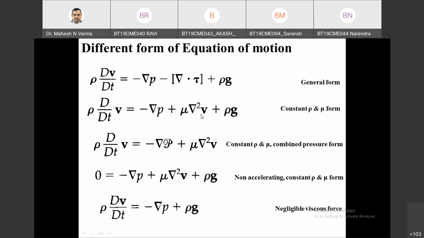Which equations are useful? So these are 45 equations. Given was constant density and viscosity form, hence we are using this equation. This is Navier-Stokes equation. So there will be 3 Navier-Stokes equations for cylindrical, 3 for Cartesian, and 3 for spherical. Now we are dealing with flow through pipe, which will be solved by cylindrical coordinate system. Hence 3 Navier-Stokes equations for cylindrical coordinate system will be useful.